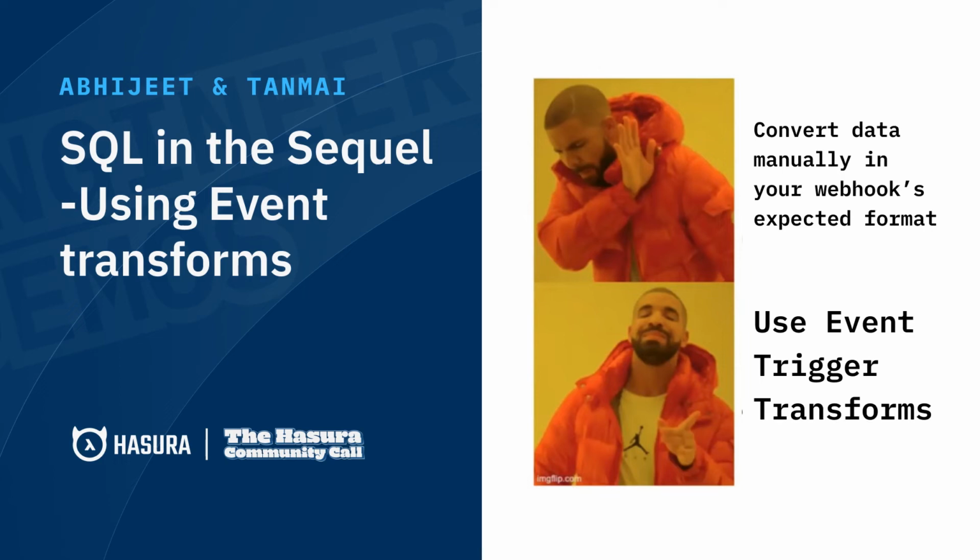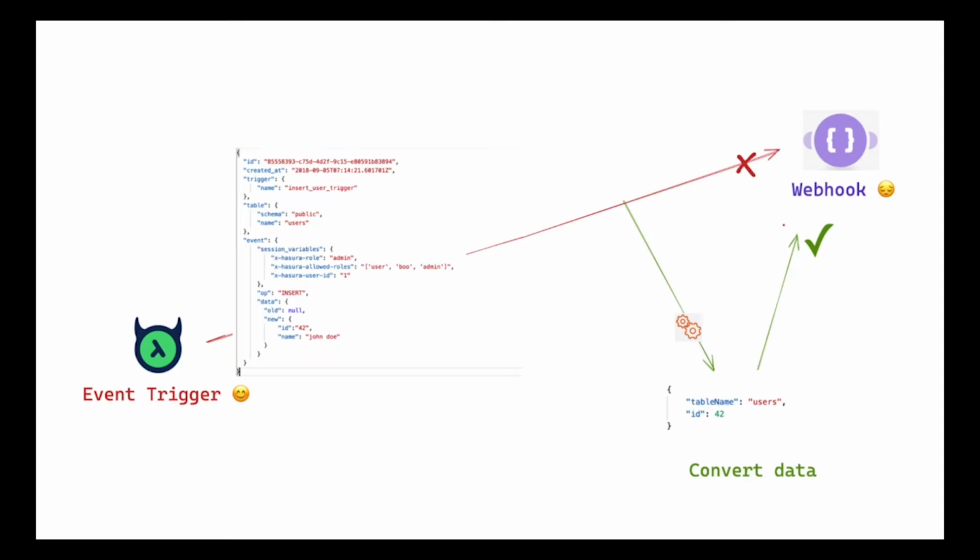Hello folks, let's talk about event trigger transforms. Let's say I have an event trigger and I'm triggering it using some operations, and I have a webhook which expects the data in a certain format. Now what used to happen was my trigger used to send the payload in a specific format which is shown here, and I had to use some third party sources to convert that data, or I had to convert that data within my webhook itself.